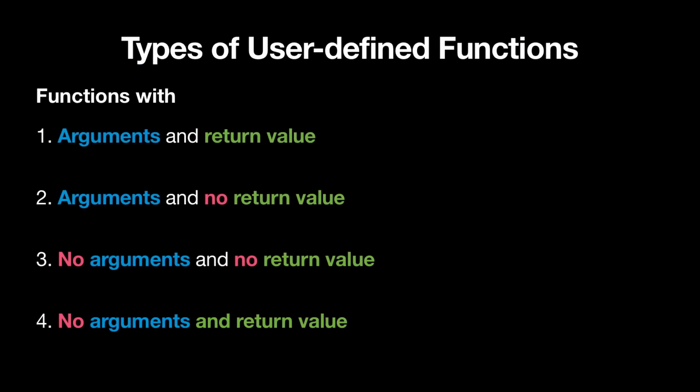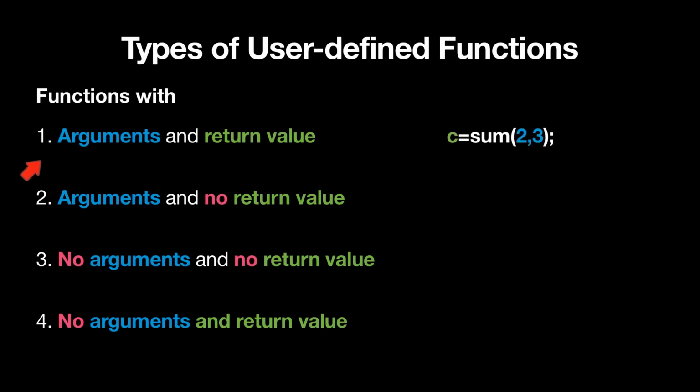Now we know that when there is no return value, which lines in the code should change, and when there are no arguments, which lines in the code should be modified. Let us first see how the function call statement gets changed for these 4 types of user-defined functions.